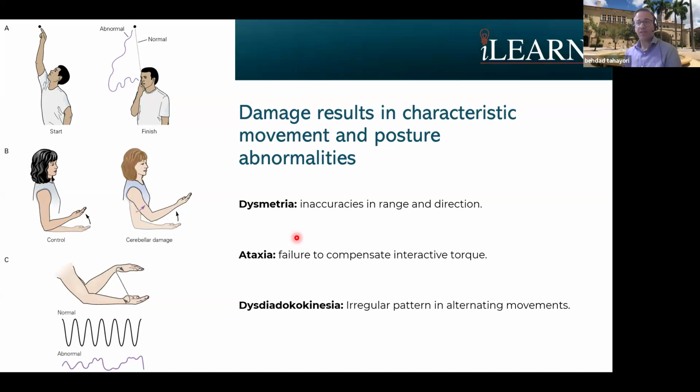The second thing you would see in these patients: if you ask them to do a very simple task, bend their elbow and keep the shoulder stationary, a healthy individual would do that. On the left, you would see this person keeps the shoulder where it is and just moves the forearm up and down without any destabilization effect on the shoulder. But a patient with appendicular cerebellar damage, meaning damage that affects the limbs, can't do that and inadvertently moves the shoulder as well.